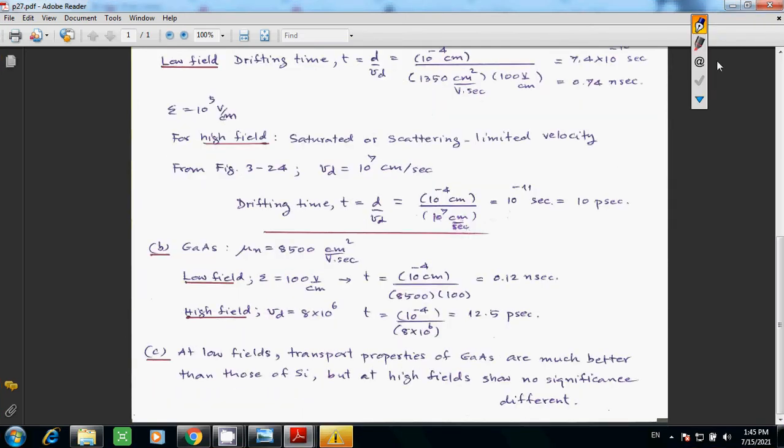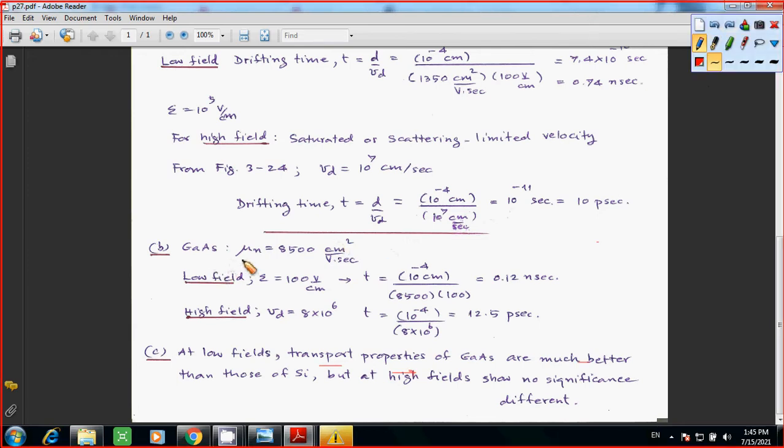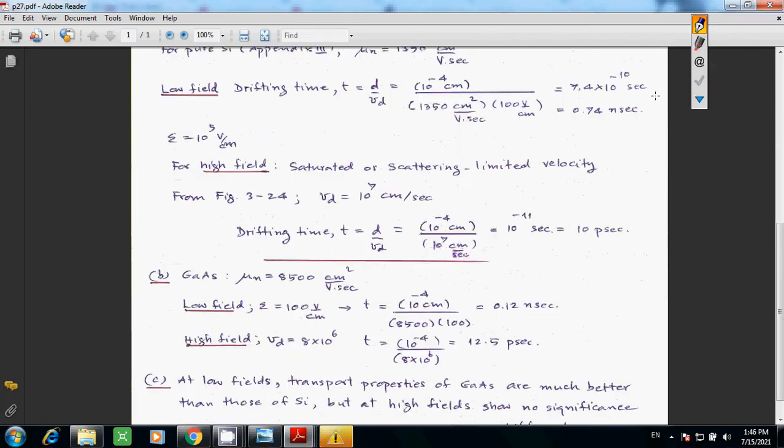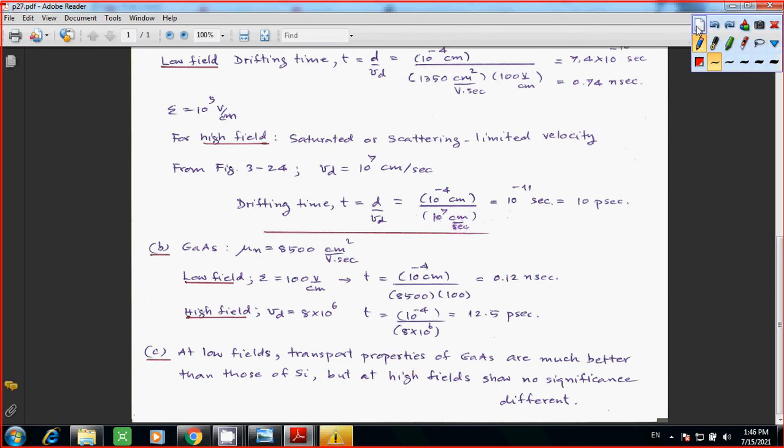Now what about gallium arsenide? The difference is that for gallium arsenide, you have mu n, the electron mobility, equal to 8,500 centimeter square per volt second, whereas for silicon the electron mobility is 1,350 centimeter square per volt second. Then for low field, electric field equal to 100 volt per centimeter, you end up with a drifting time of 0.12 nanosecond. Compare that to silicon, which is 0.74 nanosecond.